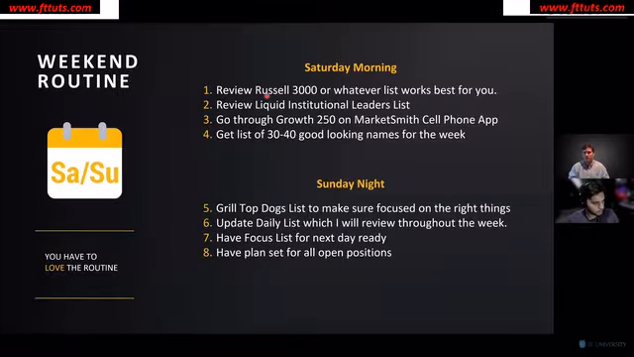These are just some ideas of some of the different things that I do. If you can take some of it and do it, great. And maybe you say it's ridiculous to look at the Russell 3000, that's fine too. Find what works for you.